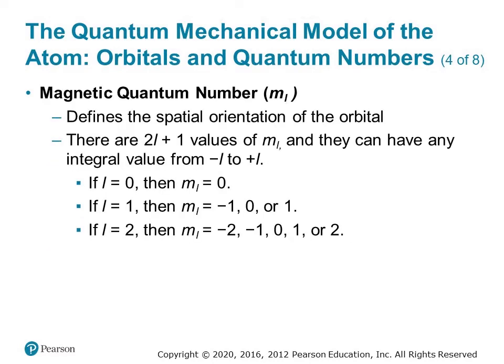Our third quantum number is the magnetic quantum number, m sub L. This number defines the spatial orientation of the orbital in question. For any given value of L, m sub L can be any integer between negative L and positive L, including 0. This gives rise to 2L plus 1 different possible values.